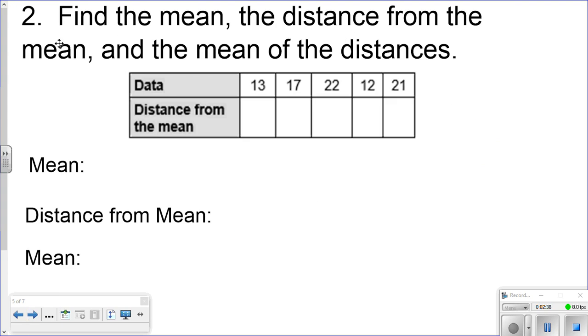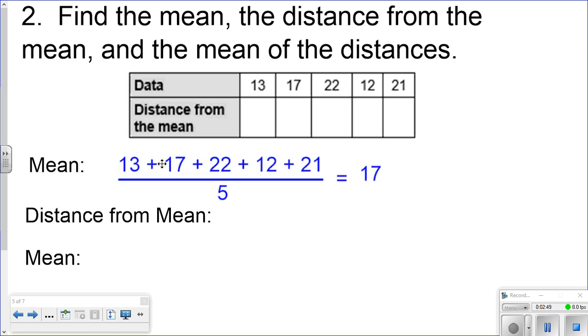Find the mean, the distance from the mean, and then the mean of the distances. All right, so here are our data points: 13, 17, 22, 12, and 21. To find the mean, I add them up, divide by 5, and that gets me 17. And then the distance from the mean. So how far is 13 from 17? We just subtract all of those.